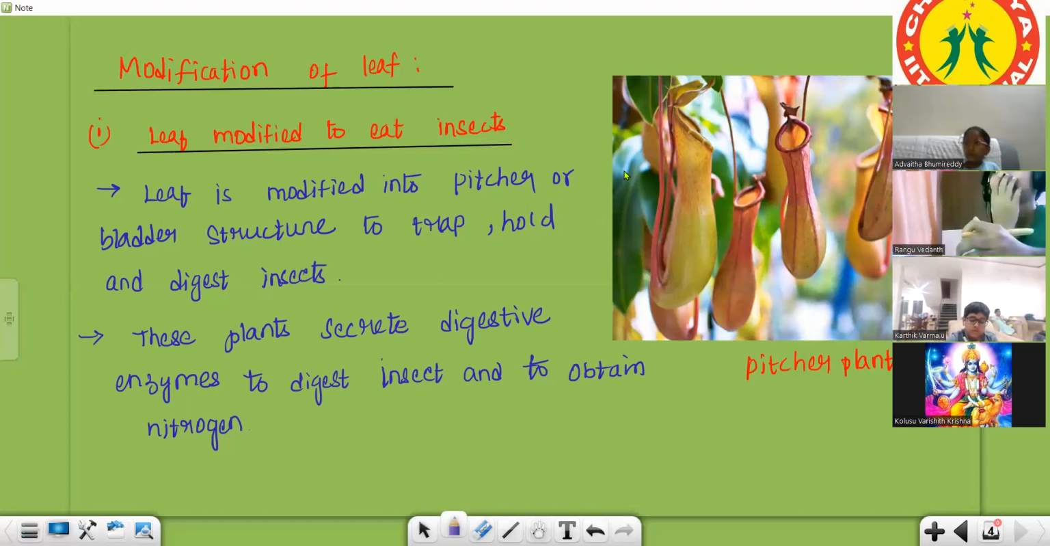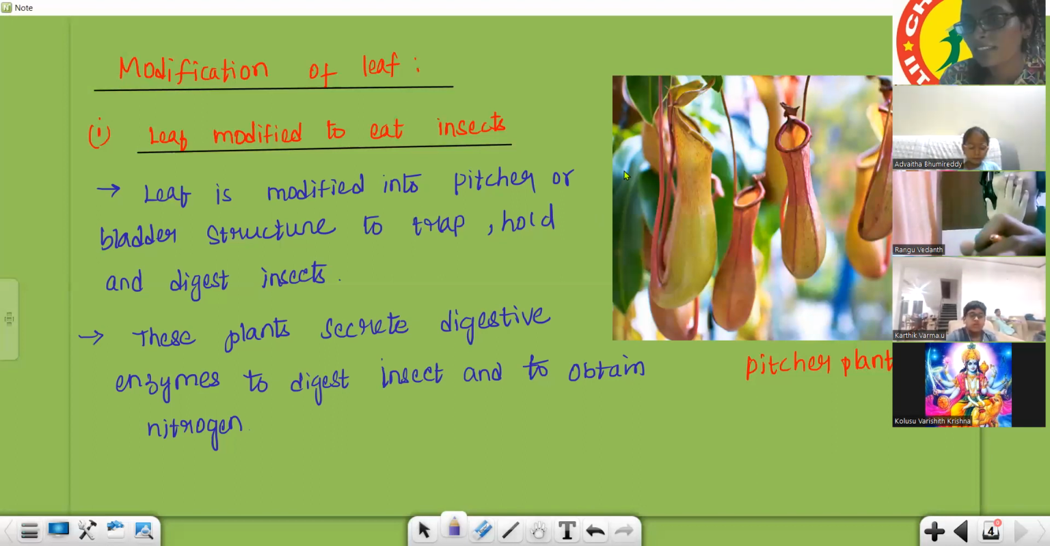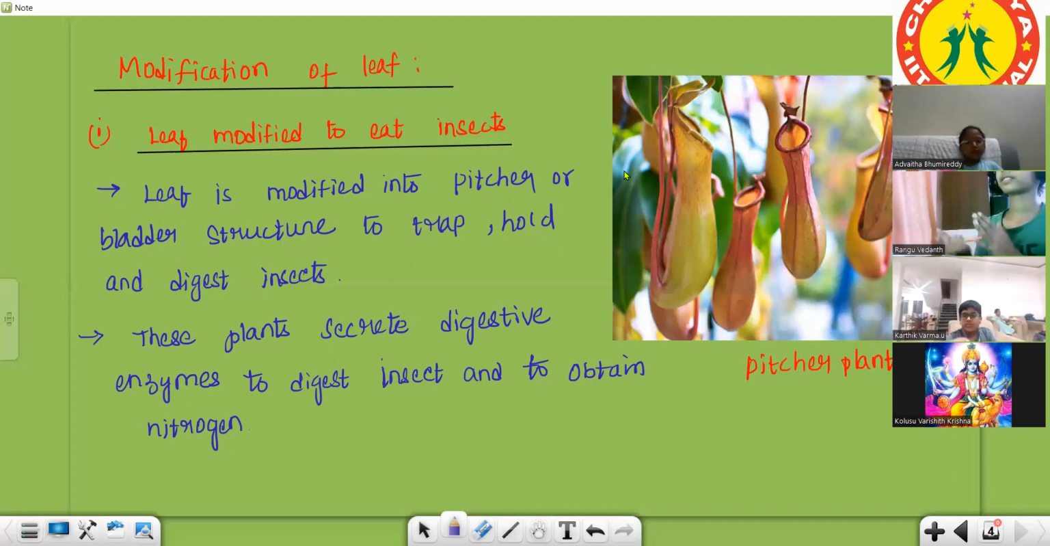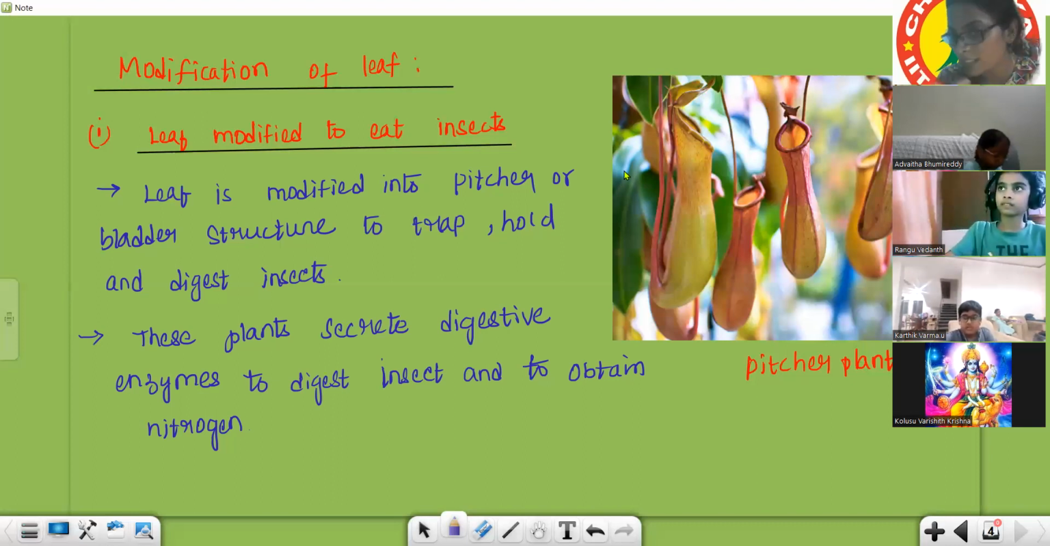Ma'am, what if we keep a finger in that pitcher plant? It doesn't do anything, it seems. I don't know actually, I also thought earlier. Our finger is much stronger than the plant, ma'am. It takes time for it to catch it. Compared to the insect, the pitcher's body is bigger, and as the insect size is small, it is easily trapped.